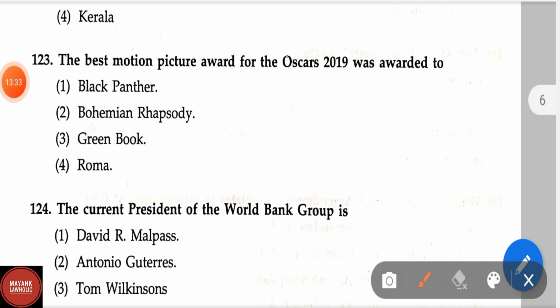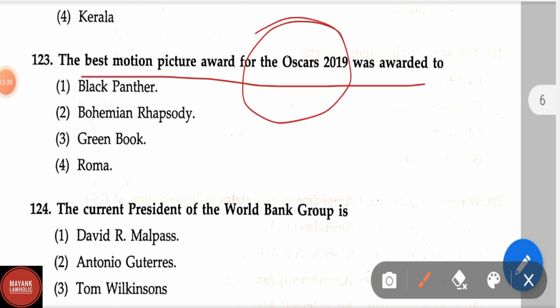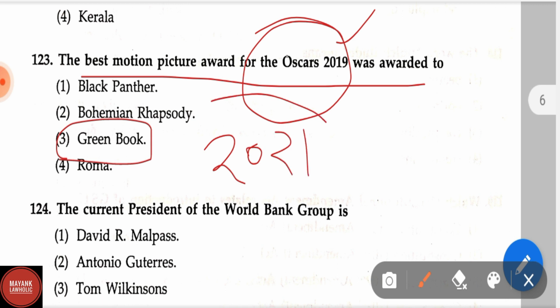Now let us see the question number 123. The best motion picture award for the Oscar 2019 was awarded to. This was a question related to current affairs. Here the answer is Green Book, but if a question of a similar pattern comes again and asks who was given the best motion picture award for 2021, then the correct answer will be Nomadland.